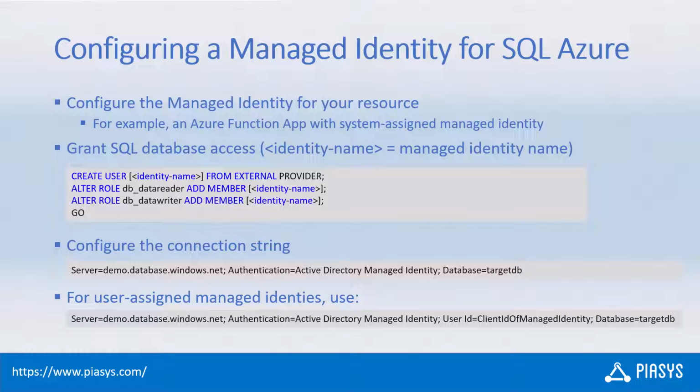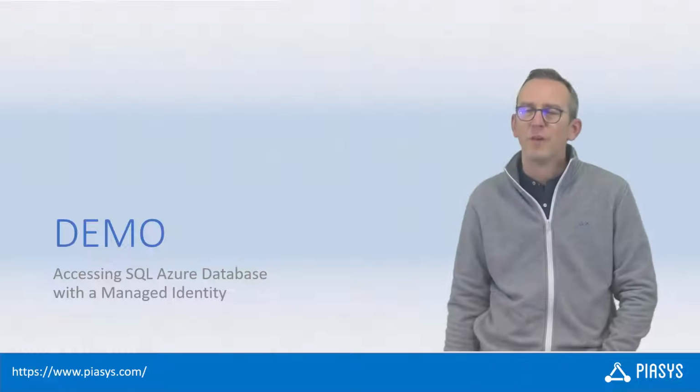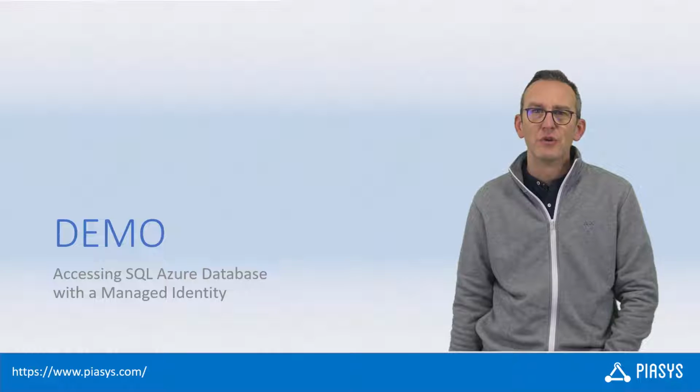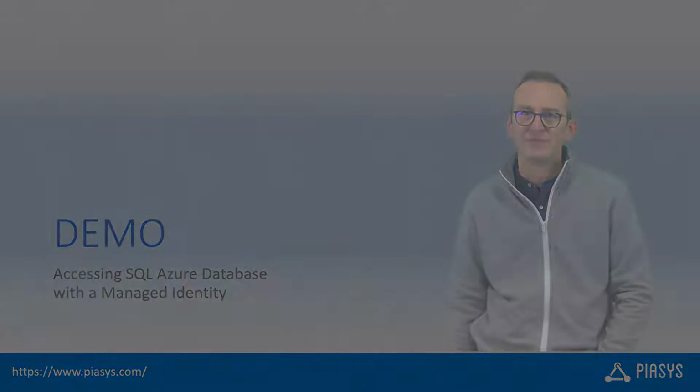If it is a system assigned managed identity, you will simply need to specify that the authentication will be Active Directory managed identity. If it is a user assigned one, you will also have to specify in the user ID the client ID of the user assigned managed identity. So, like always, let me show you in practice how to do that.